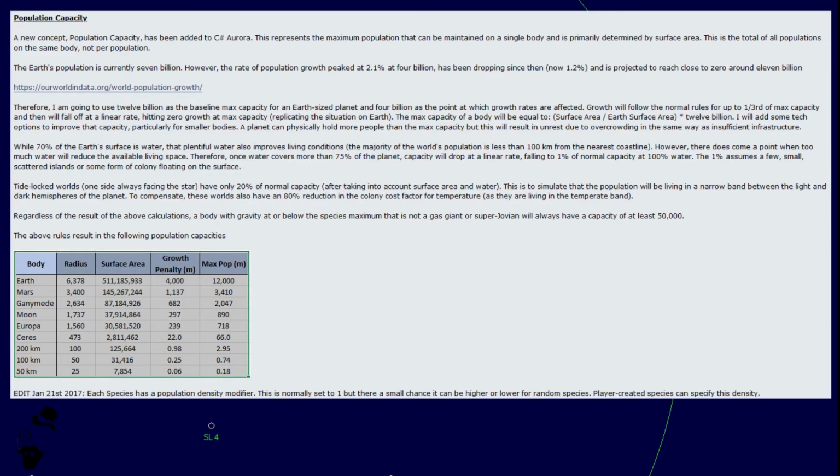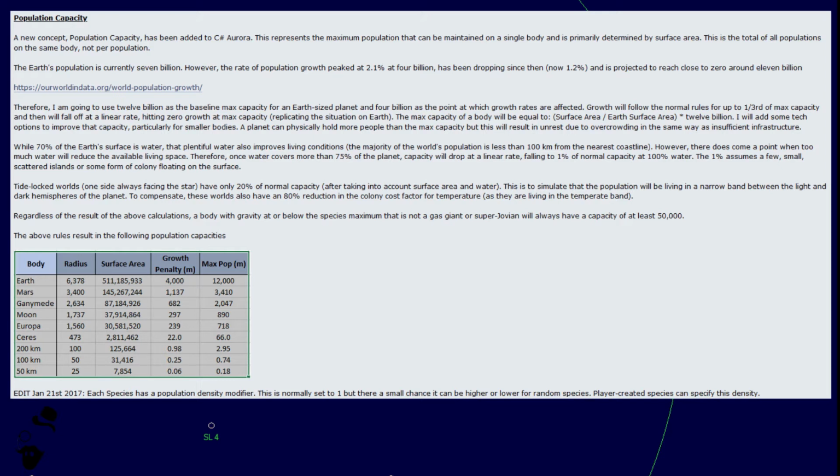Next, population capacity changes. Bit of a big change, this one. First up, a new concept, population capacity, has been added to C# Aurora. This represents the maximum population that can be maintained on a single body and is primarily determined by surface area. This is the total of all populations on the same body, not per population.